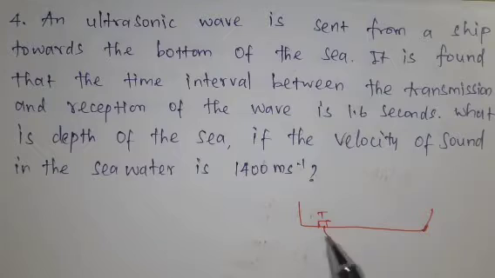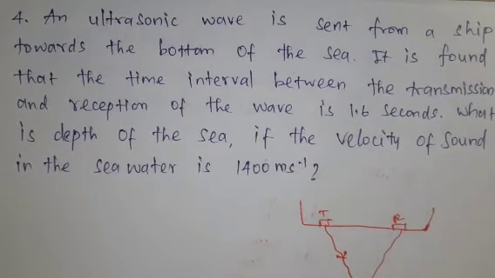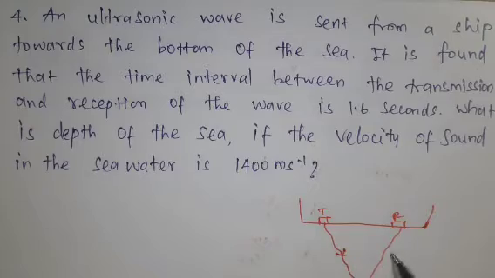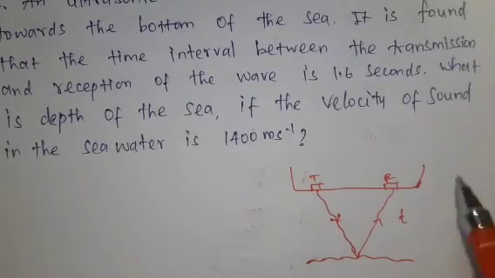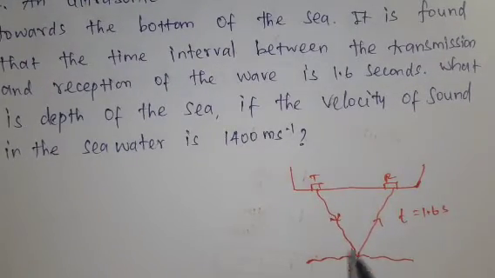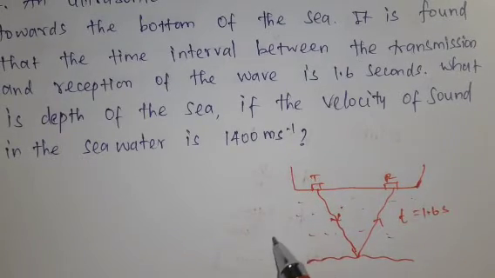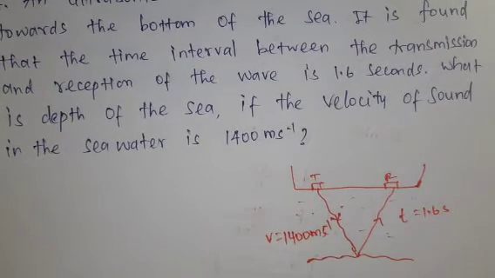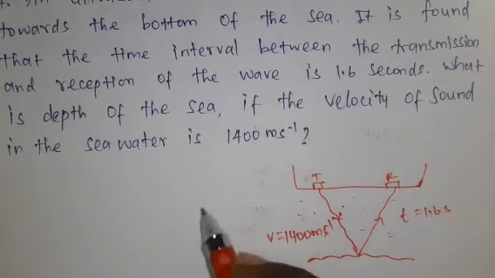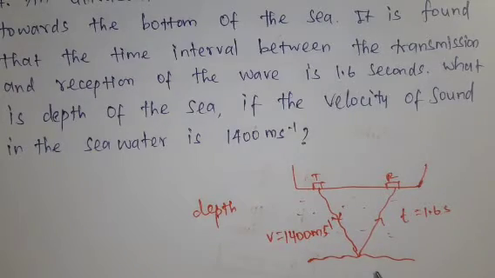After the incidence of this ultrasonic wave, it is reflected back to the receiver. The time interval between the transmission and reception is given as 1.6 seconds. So t is equal to 1.6 seconds. We know that the velocity of sound in the sea water v is equal to 1400 m/s. Now we have to find the depth of the sea, which is nothing but the height of the ship from the seabed, the bottom of the sea.